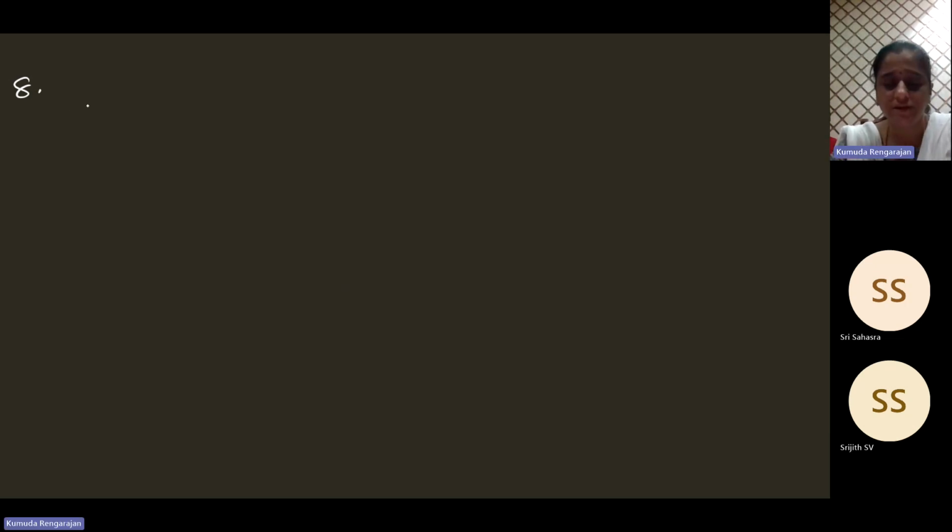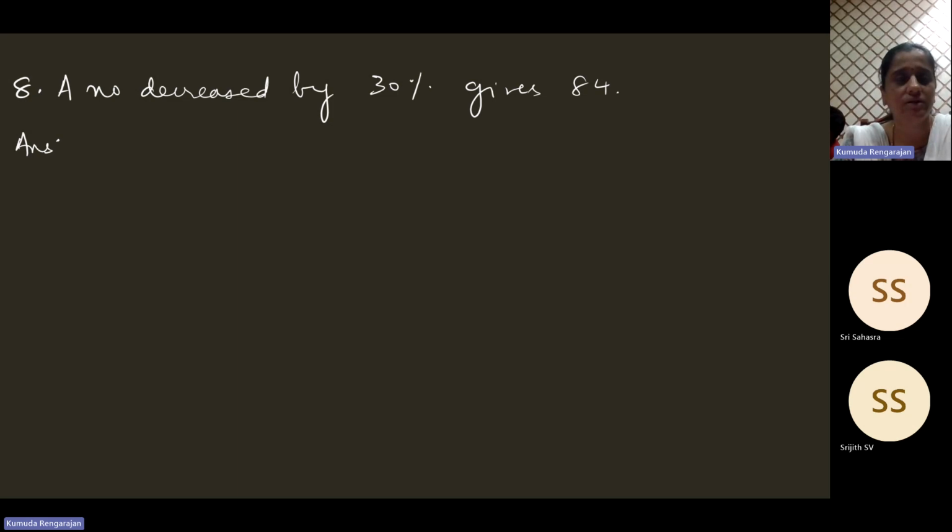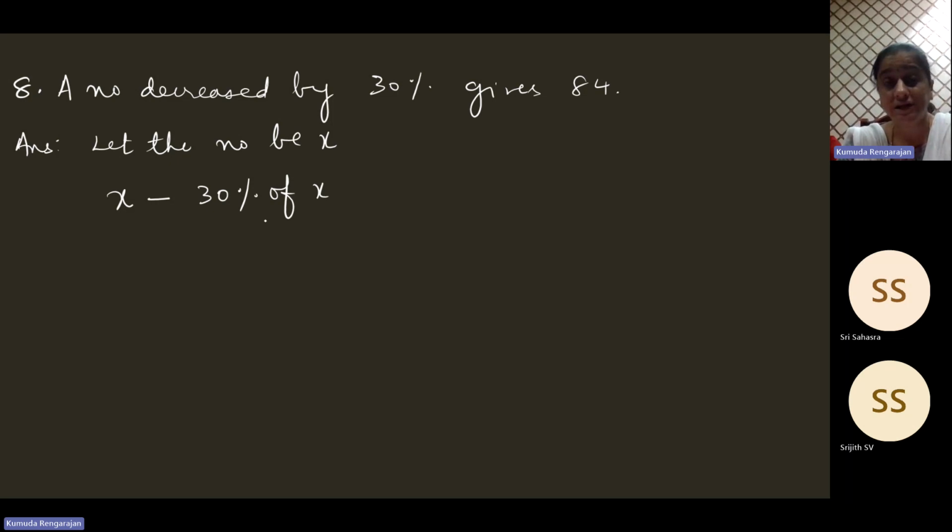What? A number decreased by 30% gives 84. A number decreased by 30% gives 84. So let the number be x. Let the number be x. X minus 30% of x. Decreased by 30% means 30.